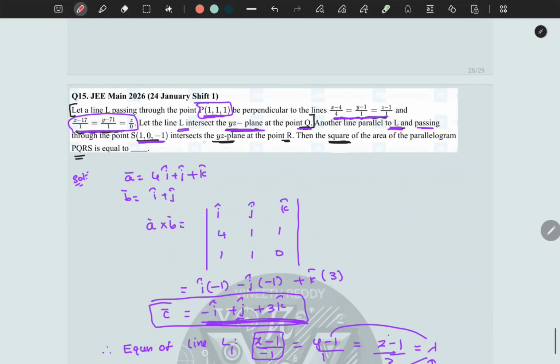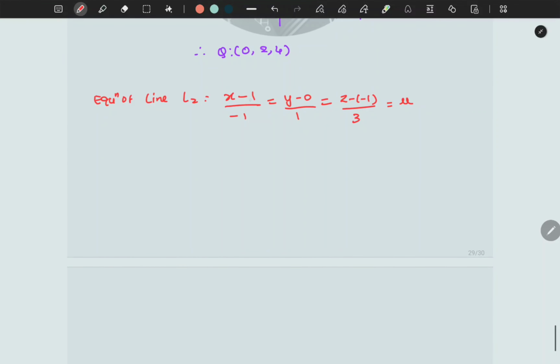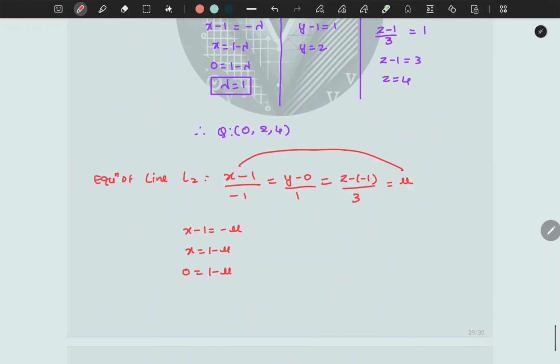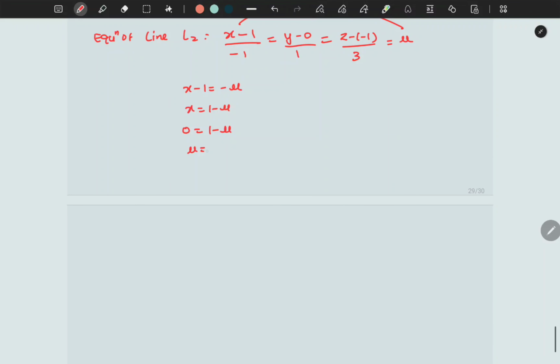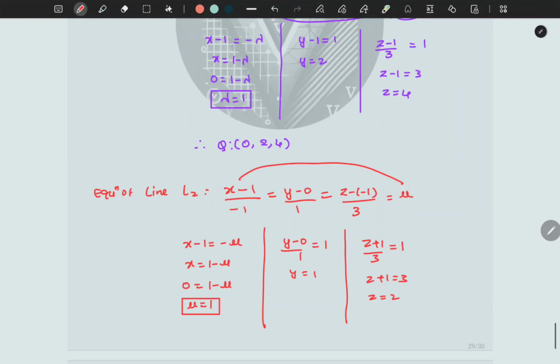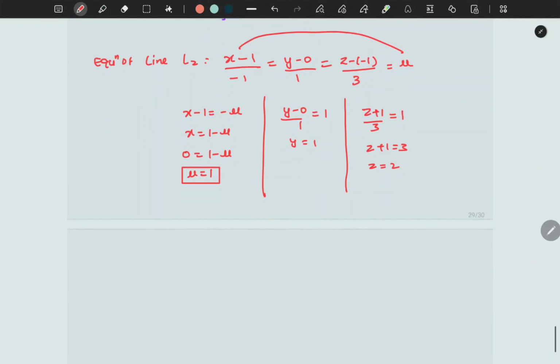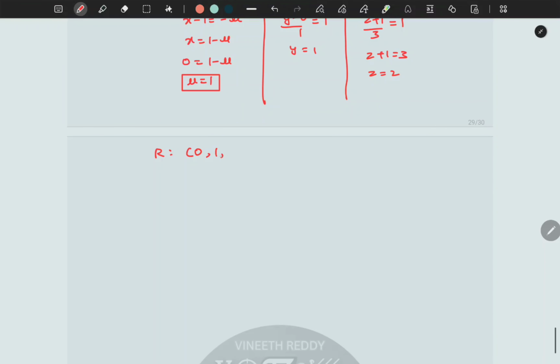Now again this line intersects the YZ plane at point R, right? Again that means the x coordinate should be 0. So we'll equate these two. x minus 1 is equal to minus mu, so x is equal to 1 minus mu. Now replace x with 0, because this line intersects the YZ plane. To get point R we have to replace x with 0. So we get mu as 1. If mu is 1, y minus 0 by 1 should be equal to 1, so y should be equal to 1. And z plus 1 divided by 3 should be equal to 1, z plus 1 should be equal to 3, and z should ultimately be equal to 2. Therefore, we get the coordinates of point R as 0, 1, 2, right?